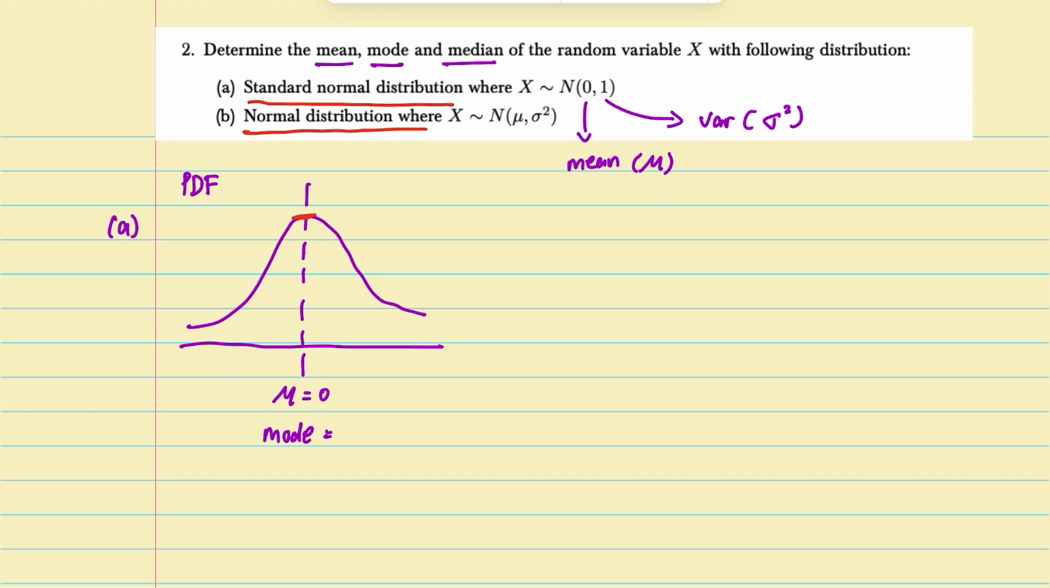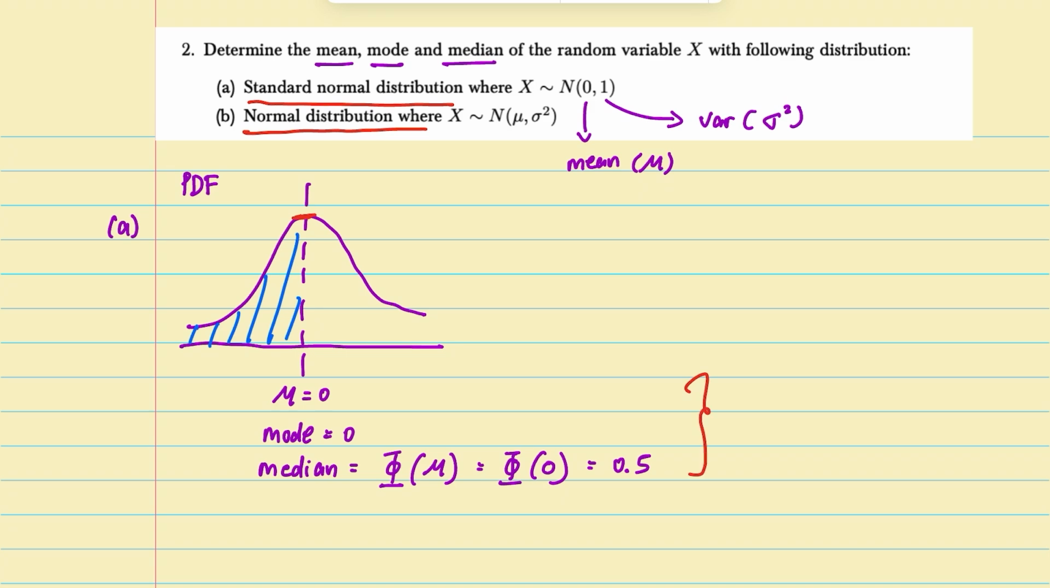Mode is 0. And then for the median, it's basically just the CDF, or cumulative distribution function, of mu. And mu is 0 in this case. So the CDF is basically just the area under the PDF graph, which means half of the area. The total area of the PDF curve is 1, so half of the PDF curve would be 0.5. So these are all the answers for part A.